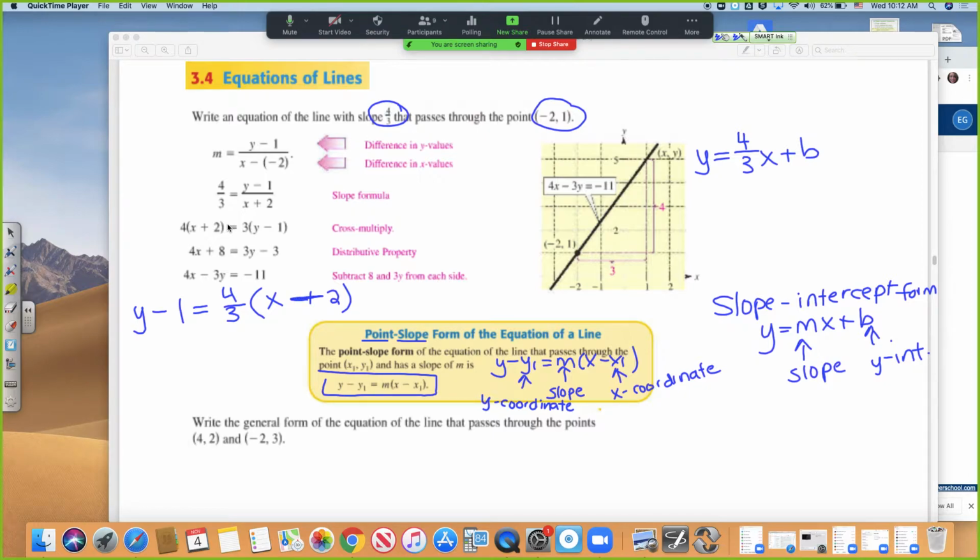So the equation in point slope form would be y minus 1 equals 4/3 times x plus 2. And you don't really have to do anything. If you were given the slope and you were given a point, you can just easily put it into point slope form by just replacing the numbers in where they need to go. You need to put the slope in this position right here in front of the parentheses. You have to put the x and y coordinates in these positions here.